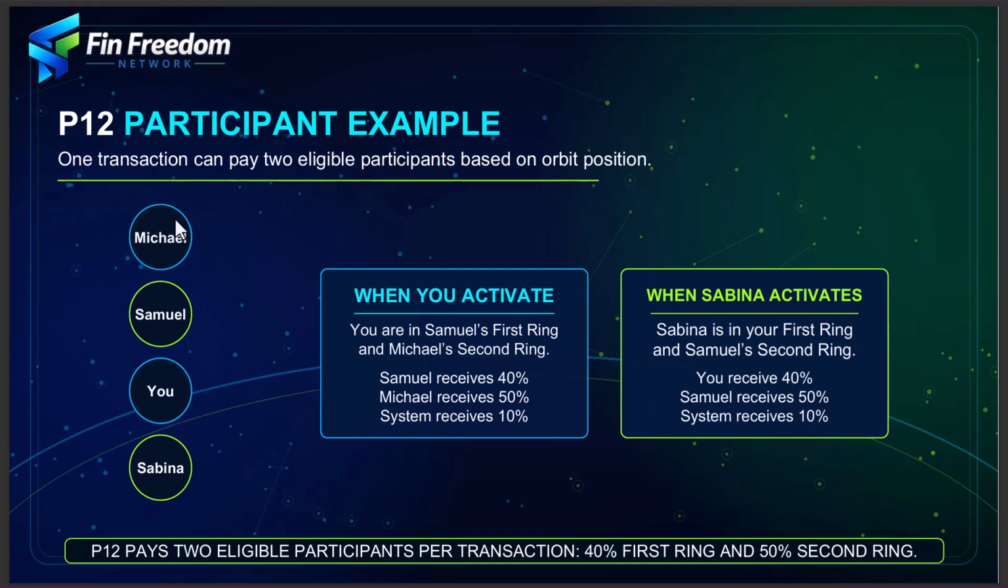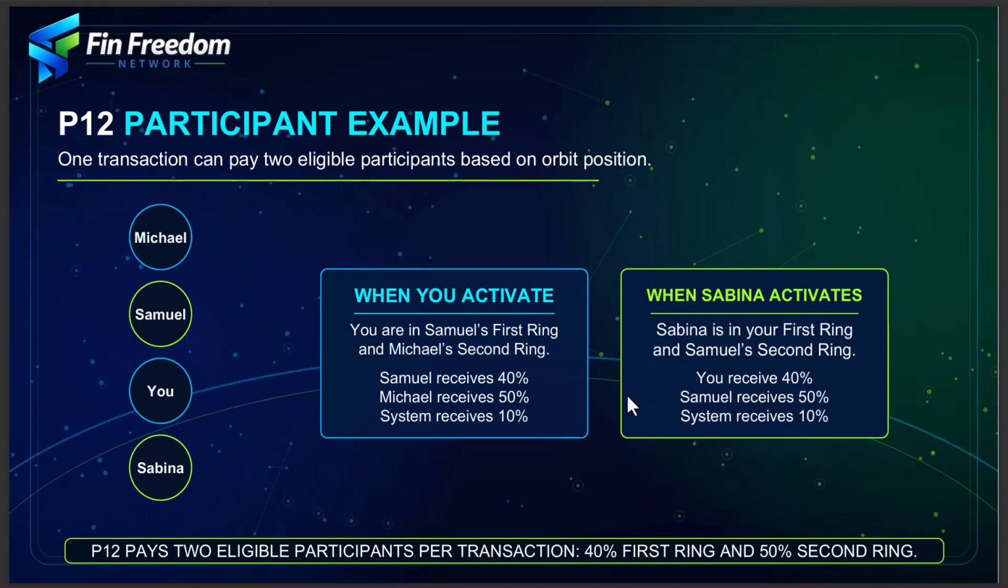second ring. Okay? So what that means is that the moment you activate, Samuel receives 40%. This is P12 I'm explaining now. Samuel receives 40%. Michael, who is the sponsor of your partner Samuel, receives 50%. And the system receives 10%.